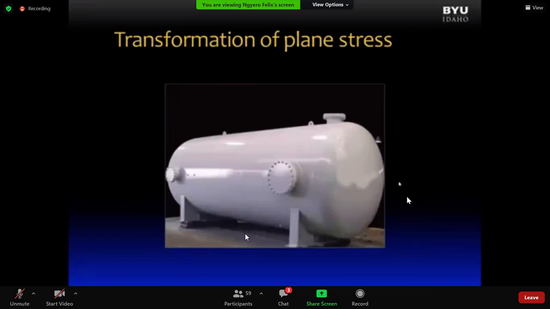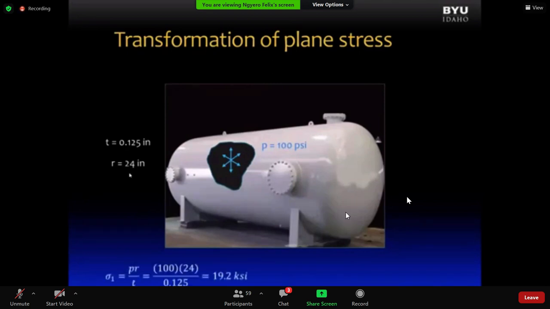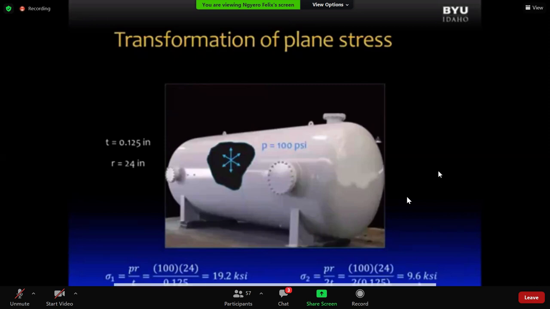Considering the pressure vessel, let's say inside there is a pressure of 100 pounds per square inch, the wall thickness is 0.125 inches, and the internal radius is 24 inches. We can calculate the hoop stress. Don't worry about these calculations for now, just get the application. In the tank, with this equation, we can evaluate 19.2 ksi. We can also calculate the axial or longitudinal stress in this direction, and that's half the value, 9.6 ksi.